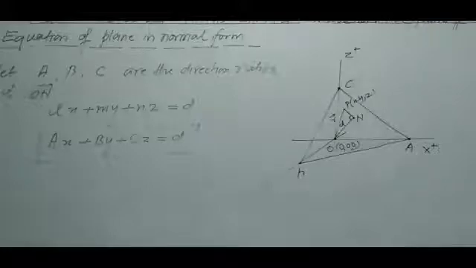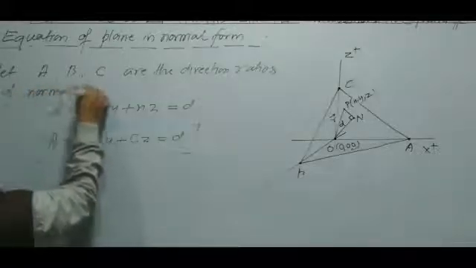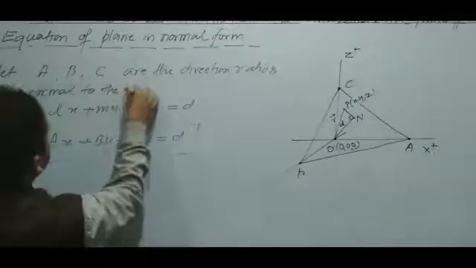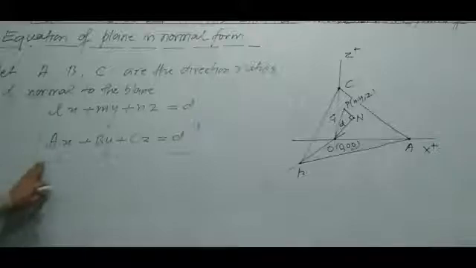So this is the vector, not vector OM. This is the direction ratios of the normal to the plane. Direction ratio of the normal to the plane. So this equation of the form always represents the plane.